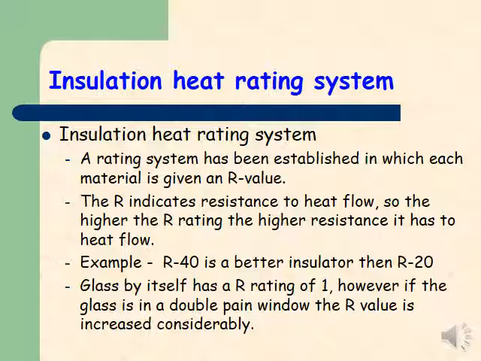Insulation rating system. A rating system has been established in which material is given an R value. You might have heard people talk about that: if you go to Lowe's or any other hardware store and you want to buy insulation, they're going to sell it by the R value. The R indicates resistance to heat flow, so a higher R rating gives you a higher resistance to heat flow. For example, R40 is better than R20. Glass by itself has an R rating of 1. However, if the glass is double pane or even triple pane, then this increases considerably.